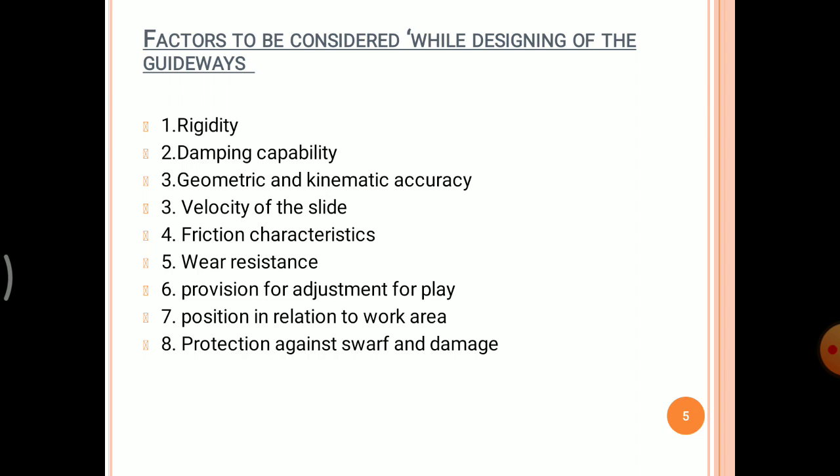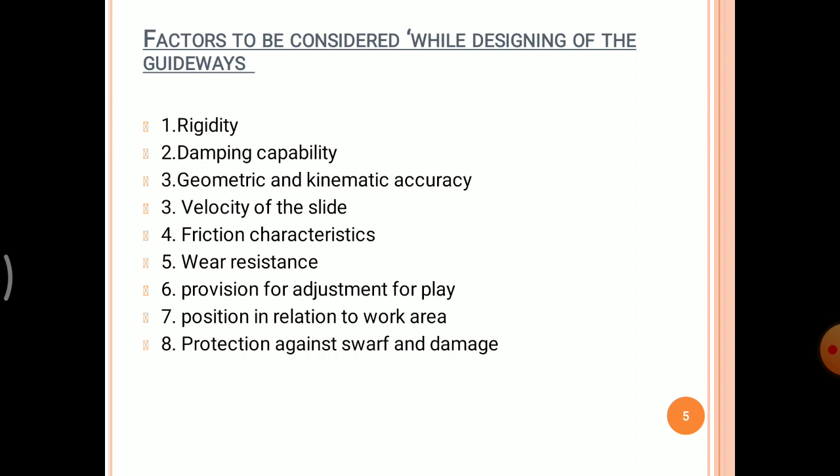Geometric accuracies such as parallelism and perpendicularity should be maintained by the guideways. We can also say geometric accuracy is nothing but the closeness of measurement to its true value. Similarly, kinematic accuracy should maintain the constant speed or velocity of the slide. That is kinematic accuracy.